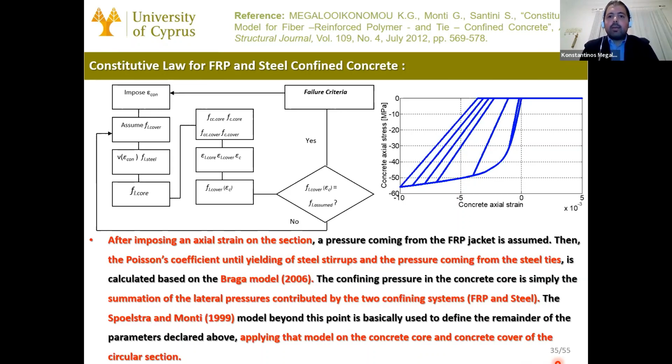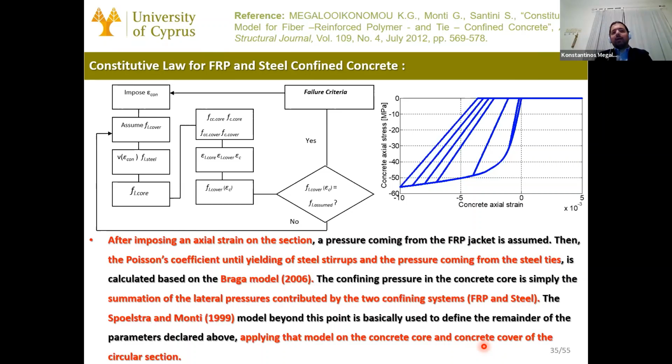The confining pressure in the concrete core is simply the summation of the lateral pressures contributed by the two confining systems, FRP and steel. And the Spoelstra and Monti model is basically used to define the remainder of the parameters, applying that model on the concrete core and concrete cover.